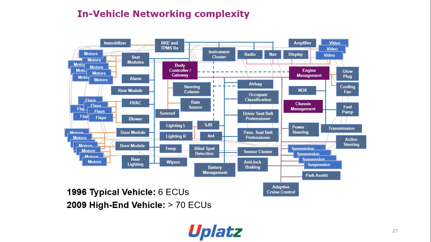and TPMS receiver, body controller gateway, steering column, rain sensor, sunroof, lighting left, lighting right, SJB, temperature sensor, wipers, blind spot detection, battery management, instrument cluster, radio, navigation display, amplifier, video, engine management, airbag, occupant classification, driver seat belt tensioner, passenger seat belt tensioner, sensor cluster, anti-lock braking, adaptive cruise control, park assist, suspensions, active steering, power steering, transmission, chassis management, fuel pump, NOx, engine management, glow plug, cooling fan.